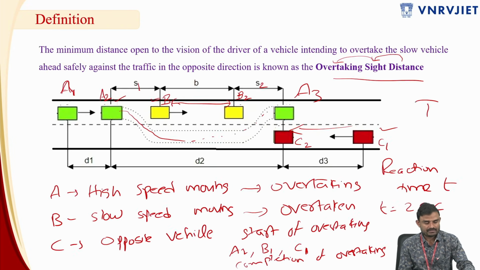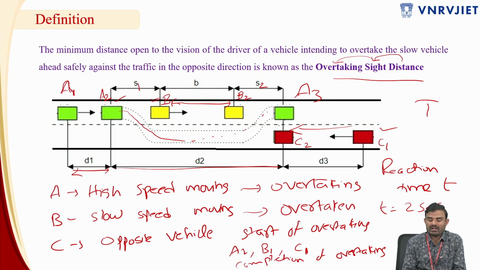Next, I'm going to write the formulas for different distances. This is the distance D1, which is nothing but the distance traveled by vehicle A before the overtaking operation. And the distance D2 is the entire distance traveled by vehicle A during the entire overtaking time. And this is the distance D3, which is the distance traveled by vehicle C during the entire overtaking time. And the distance traveled by vehicle B during the entire overtaking time is only B1 to B2, which is represented as B.